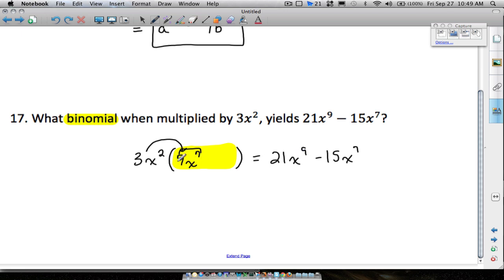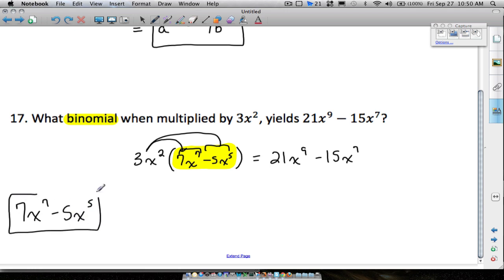So there's the first part of our binomial. Now, 3 times a negative 5. 3 times negative 5 gives us negative 15. x squared times x to the 5th. That's going to be x to the 7th. We just found the binomial that we need. So the answer is 7x to the 7th minus 5x to the 5th.